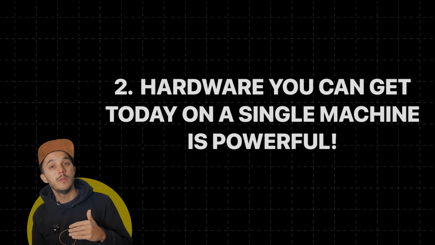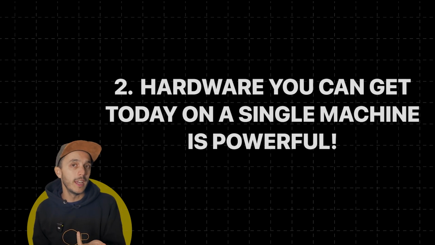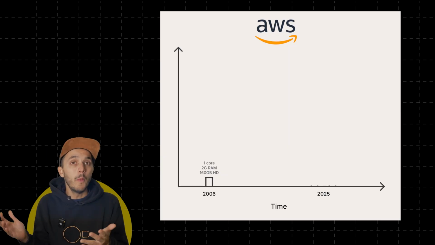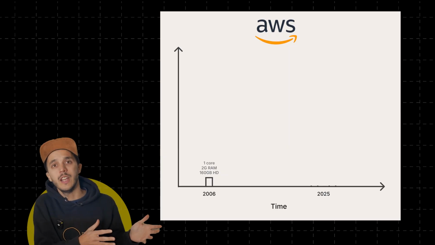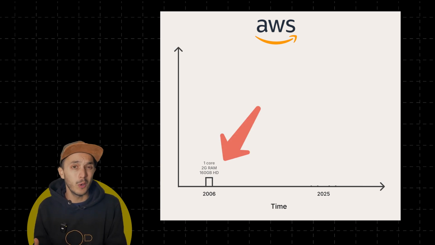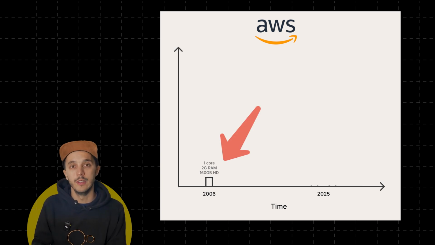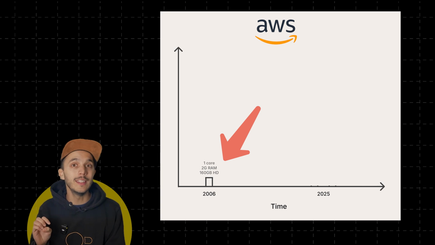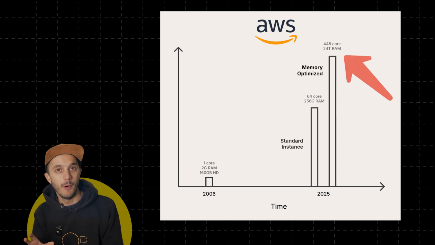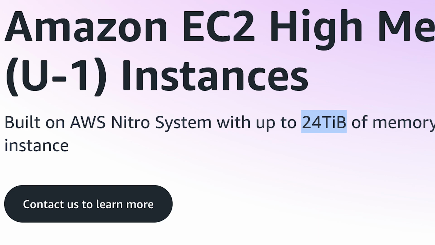So this led me to my second point. The hardware you can get today on a single machine is powerful. But it's also that our big data reference has kind of changed. So indeed, back in the days, we had to divide and conquer compute because workloads were too big for a single machine. Today on AWS, you can get up to 24 terabytes of memory. And yes, that's the largest machine, but that's just to give you the big picture compared to what it used to be.